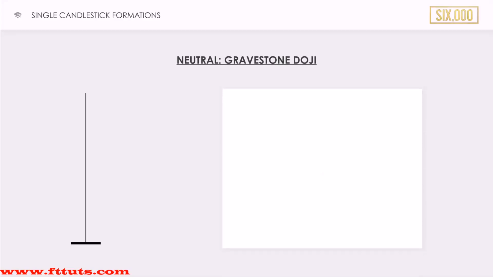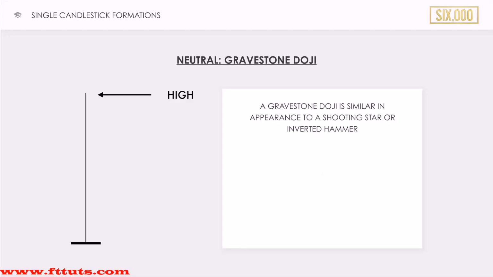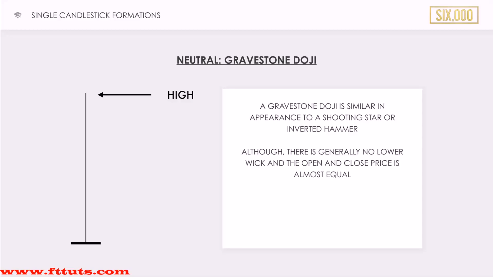Our next candlestick is a gravestone doji. So again, we have a high price but not a low price in this situation. A gravestone doji is similar in appearance to a shooting star or inverted hammer. The only difference is the body is minuscule. So there is generally no lower wick.